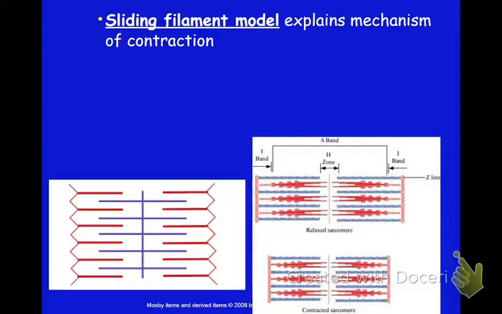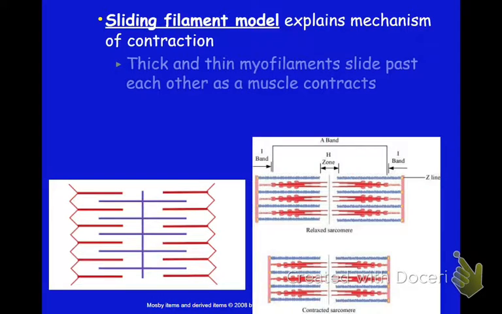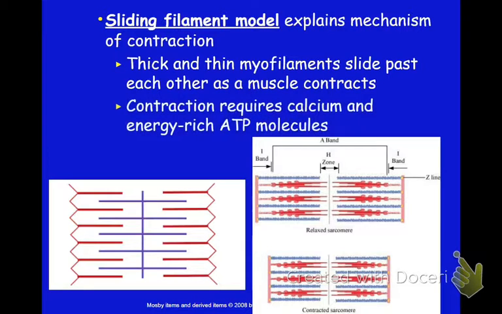And they've actually seen what it looks like in a relaxed state versus a contracted state. In the contracted state, you see more areas of overlapping. In the relaxed state, those Z bands are farther apart. Okay? So in order for contraction to occur, the thick and the thin filaments slide past each other. And this requires calcium and ATP.